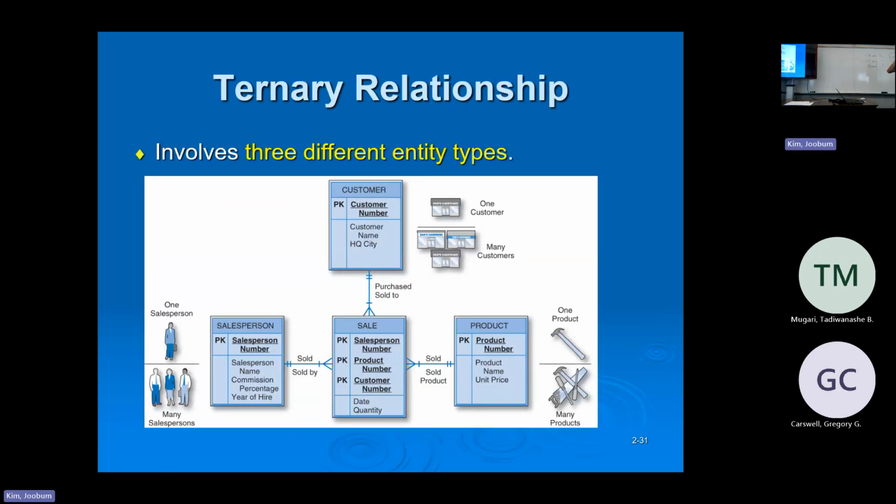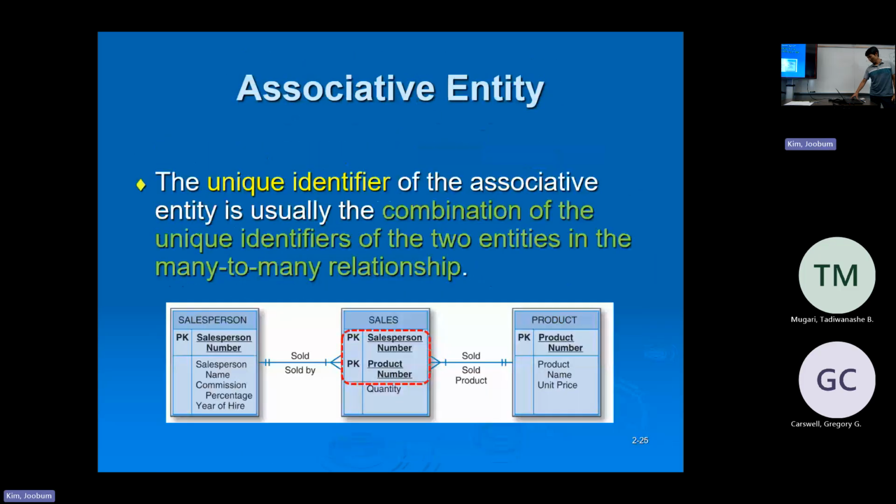Okay. So the next one is the ternary relationship. It's more simple. How many entities are included? Three. Yeah, three. Salesperson and customer and product. And what is the sale? What is the sale entity called? You remember?